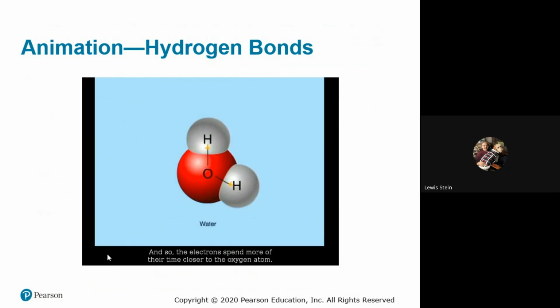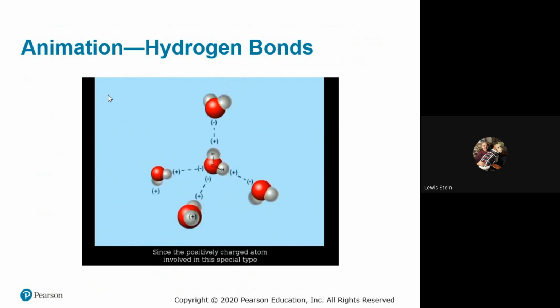Closer to the oxygen. Because of this unequal sharing of electrons, the oxygen atom in the water molecule actually has a slight negative charge, and each hydrogen atom has a slight positive charge, even though the water molecule as a whole is neutral. Because of the unequal sharing of electrons and the resulting positive and negative poles, a water molecule is said to be polar. The polarity of water molecules causes them to be attracted to each other. Since the positively charged atom involved in this special type of attraction is always a hydrogen atom, this kind of bond between molecules is called a hydrogen bond.